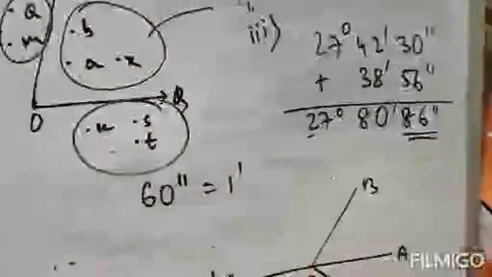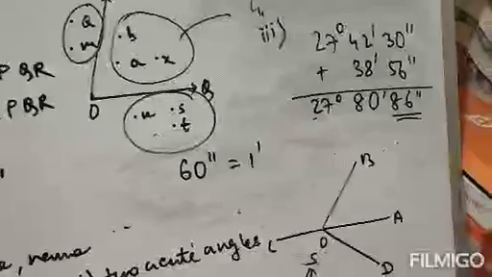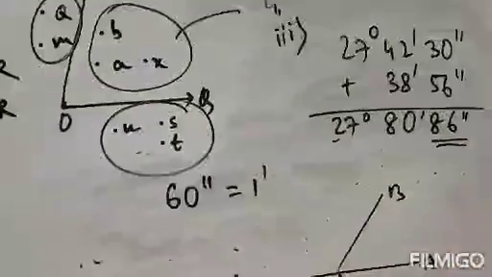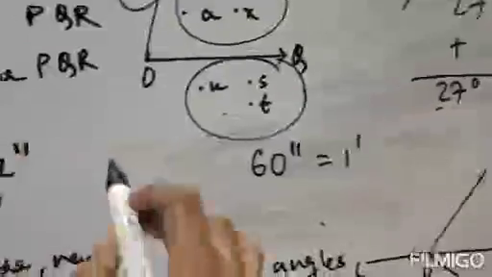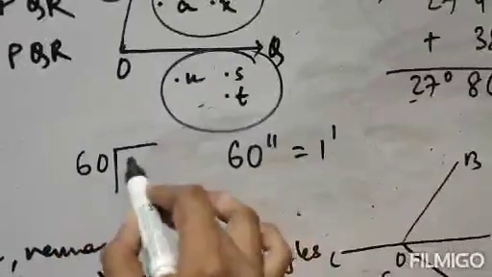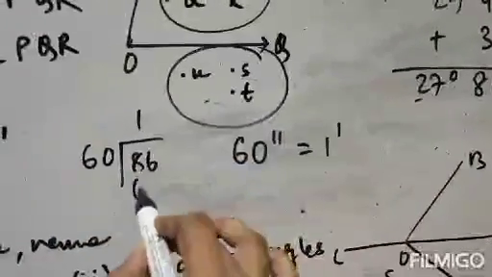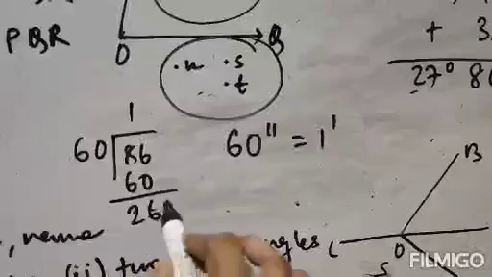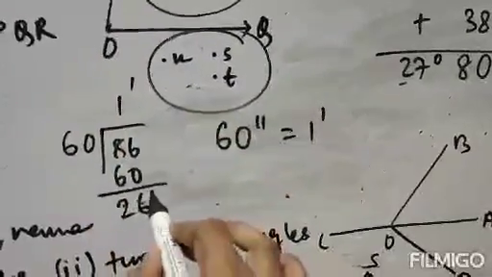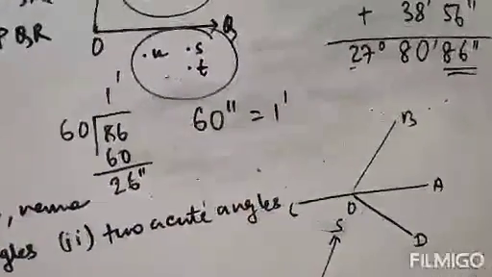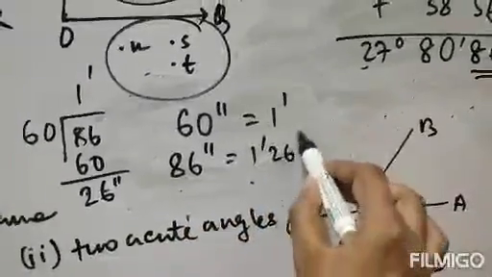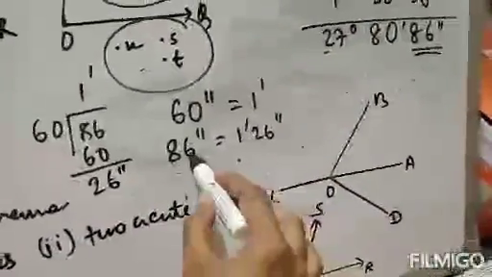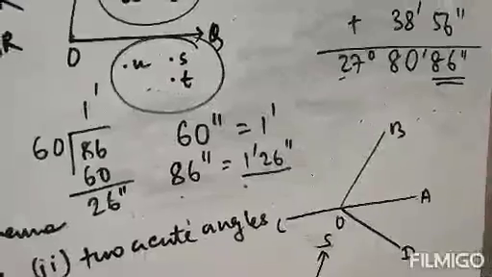That means 86 seconds equals how many minutes? We have to divide 86 seconds by 60 seconds. In your rough space, just divide 86 by 60. So 60 ones are 60, that leaves 26. So 1 minute 26 seconds. So 86 seconds equals 1 minute 26 seconds.